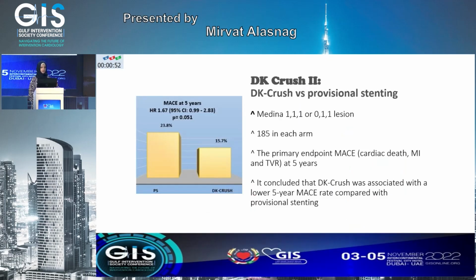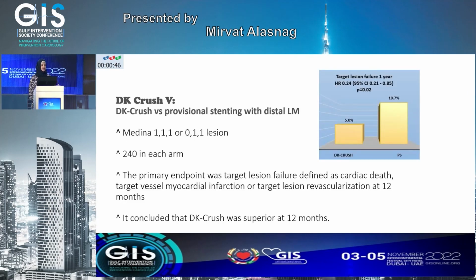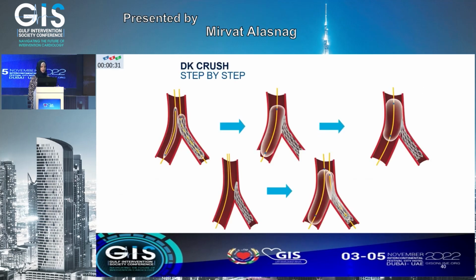DK Crush 2 looked at DK Crush versus provisional. DK Crush 3 looked at DK Crush versus Culotte in the left main specifically. And 5 looked at DK Crush versus provisional in the left main. These were series that were done in Asia and actually suggest that the target lesion failure was much lower in an upfront two-stent strategy, and really very different from some of the other European studies.